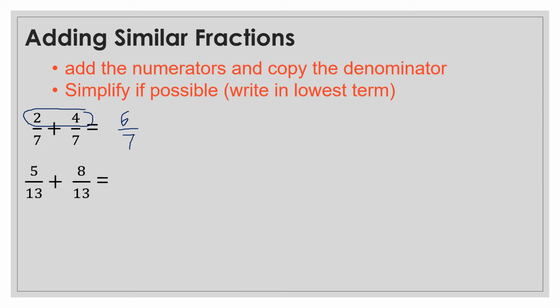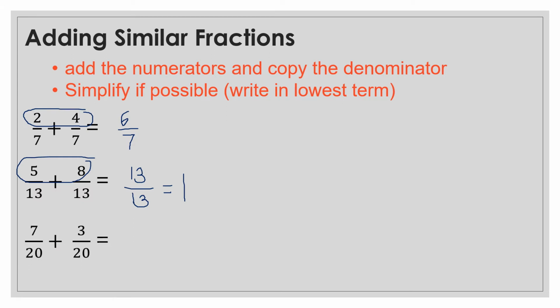5/13 plus 8/13. The sum of 5 and 8 is 13. Over, copy the denominator, 13. 13/13 can be simplified. 13 divided by 13 is equal to 1.